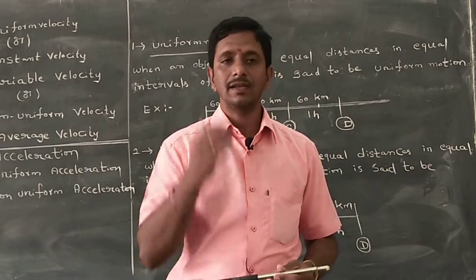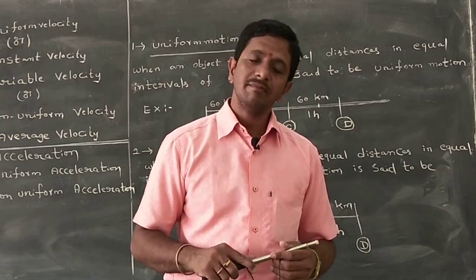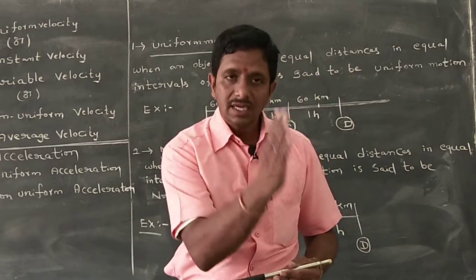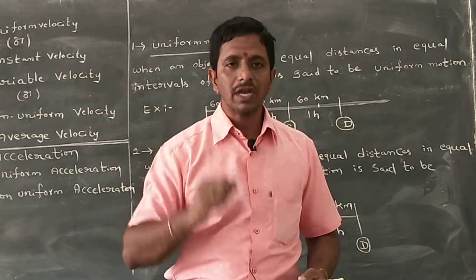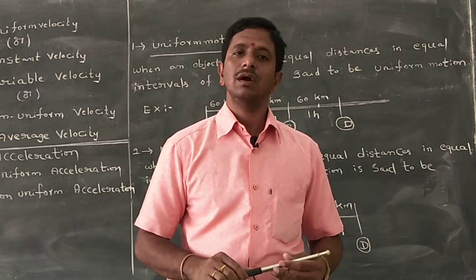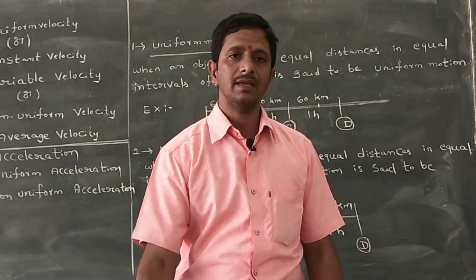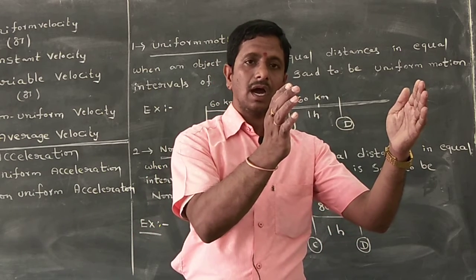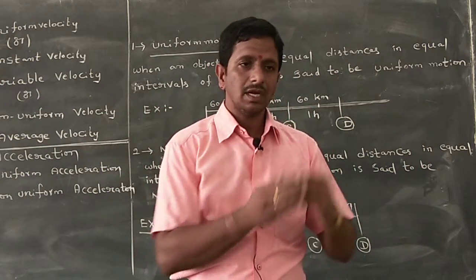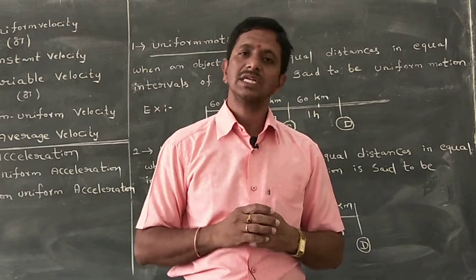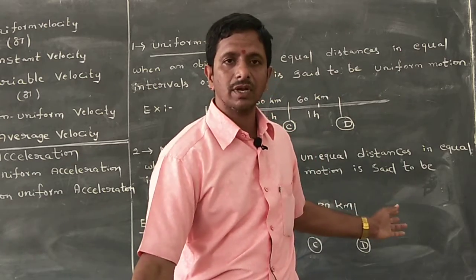Once again, uniform motion and non-uniform motion. When a body covers equal distances in equal intervals of time, such a motion we call uniform motion. When a body covers unequal distances in equal intervals of time, such a motion we call non-uniform motion. Let's go for brief detail.